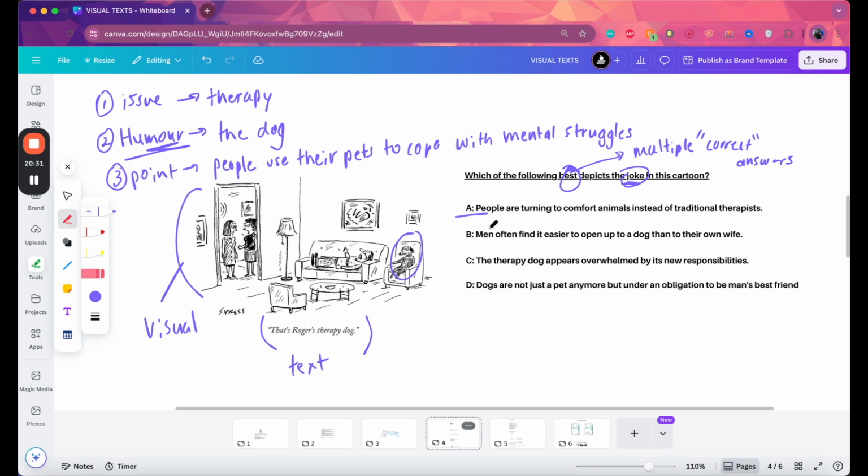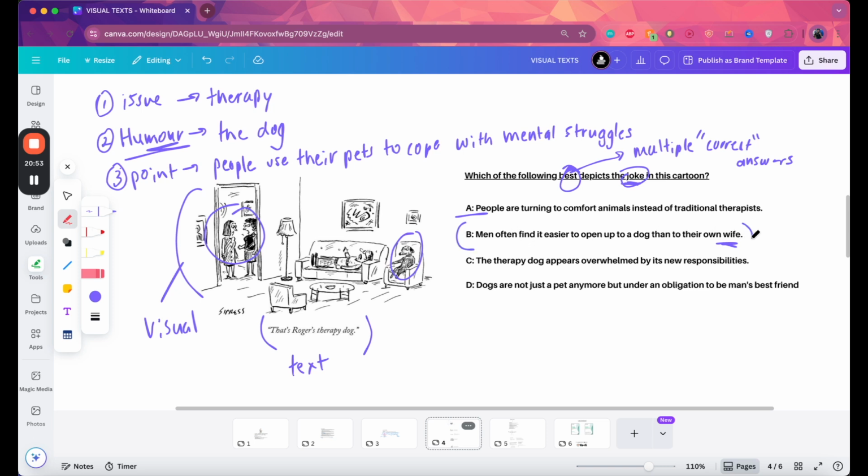So option A, people are turning to comfort animals instead of traditional therapists. Could be. B, men often find it easier to open up to their dog than their own wife. There really isn't anything to suggest that this is his wife, and it's a bit too much of an extreme jump to make. It's a bit too inferential, and it also brings in biases.